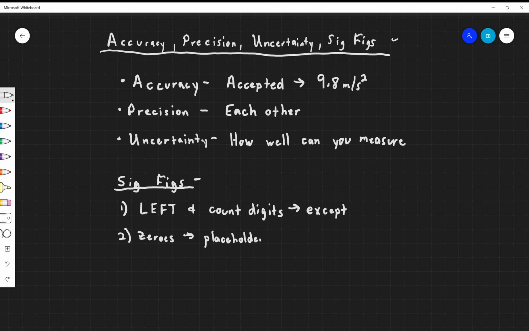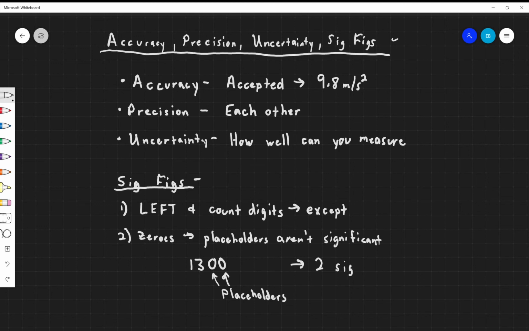So what does that actually mean? Placeholders aren't significant. So if I were to write a number, something like 1300, these two zeros, these are placeholders. Okay, they're not showing accuracy necessarily, not how precise your measurements are. So this number would only have two significant figures. And this can get very confusing and very weird.